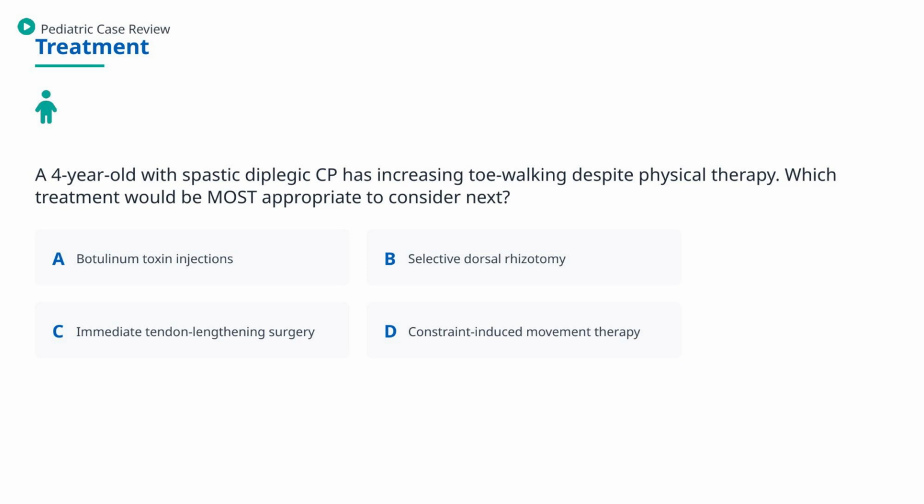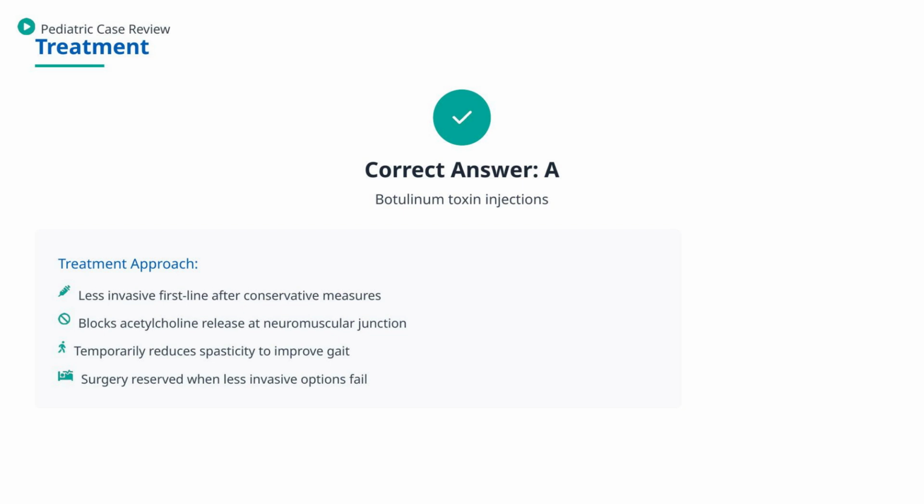A 4-year-old with spastic diplegic cerebral palsy has increasing toe walking despite physical therapy. Which treatment would be most appropriate to consider next? A. Botulinum toxin injections. B. Selective dorsal rhizotomy. C. Immediate tendon lengthening surgery. D. Constraint-induced movement therapy. The correct answer is A.